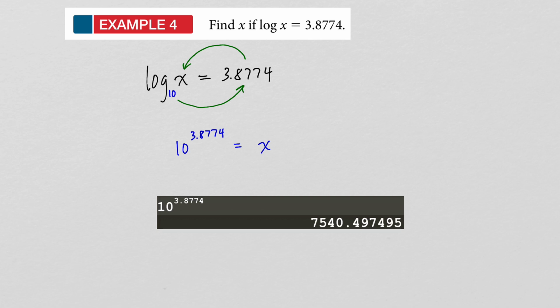And so we're going to say that x is approximately 7,540.4975. Now, you could round to a different number of decimal places here. I'm just rounding to 4 decimal places, but make sure you pay attention to what you're being asked to round to.